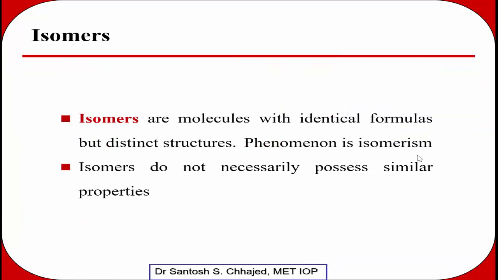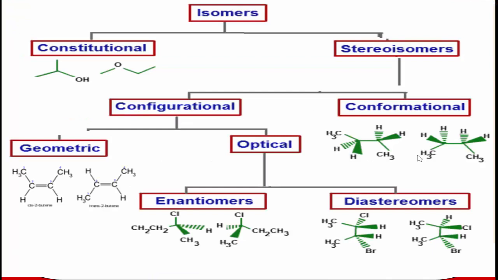So briefly, isomers are molecules or compounds having the same molecular formula but their structural arrangement is distinct or different, and those which exhibit this phenomenon are called isomerism. Not necessarily will isomers possess all properties similar. Depending upon what type of isomer it is, their properties may vary. So briefly we will try to classify isomers. The main classification of isomers is constitutional isomers and stereoisomers.